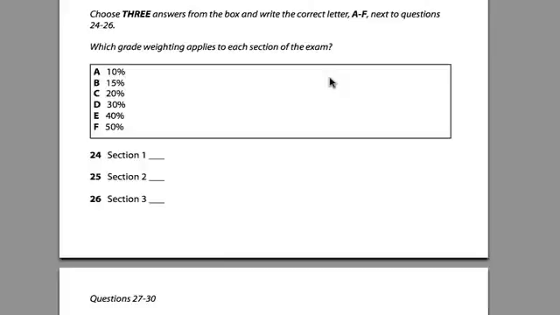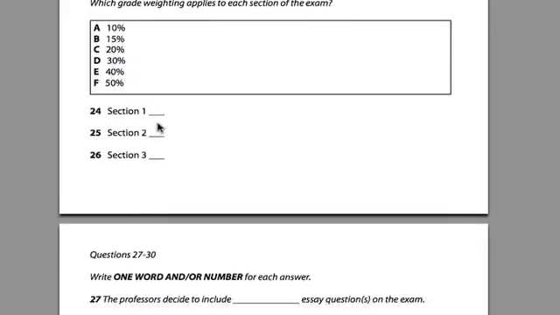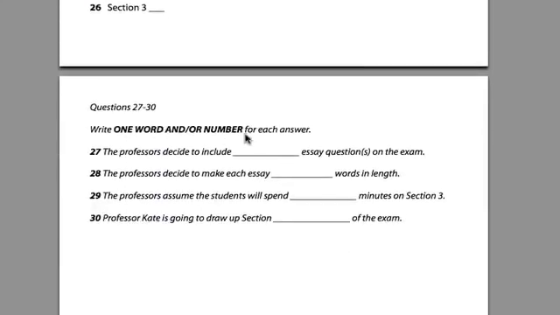First, you have some time to look at questions 21 to 30. Okay. Which grade weighting applies to each section of the examination? This is definitely going to be numbers. Let's just listen closely to those numbers. Here, write one-word answer or number for each answer. The professors decide to include essay questions. That's going to be a number.